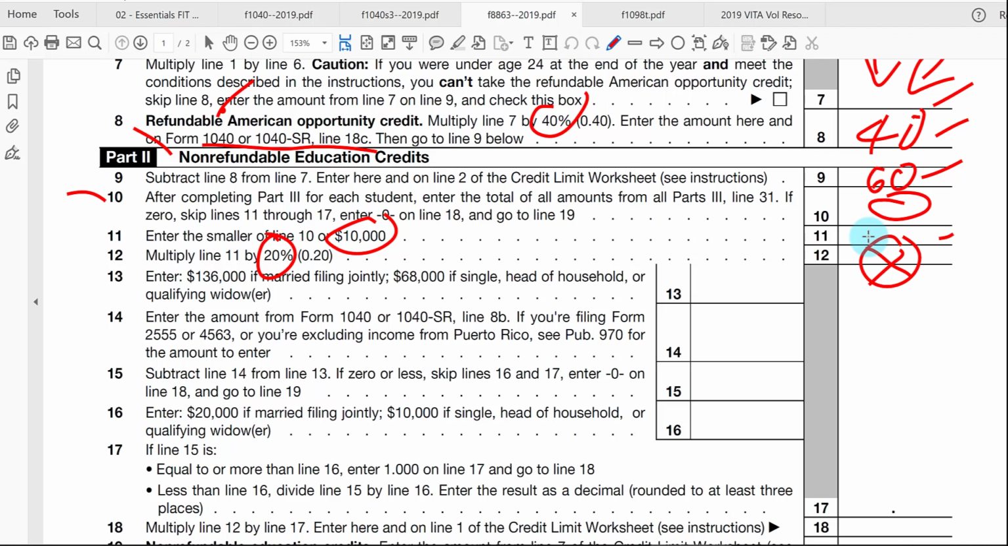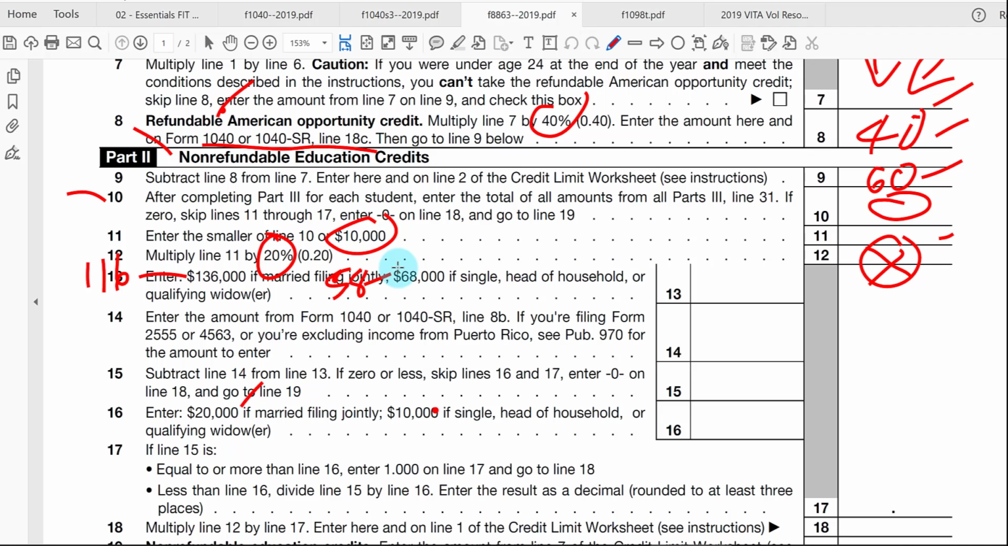But again, there's going to be a phase out based upon the taxpayer's adjusted gross income. So here's the phase out range, 20,000 worth for married filing joint and everybody else 10,000. So the range itself, it looks like it's 116,000, and then here's the 20,000 going up to 136. And for the others, it's 58,000 going up to 68.